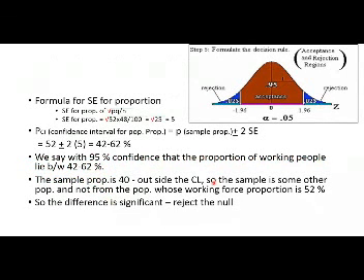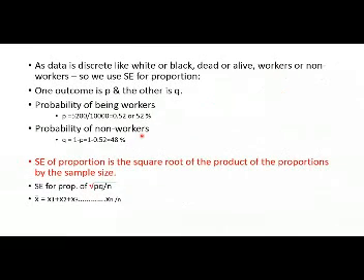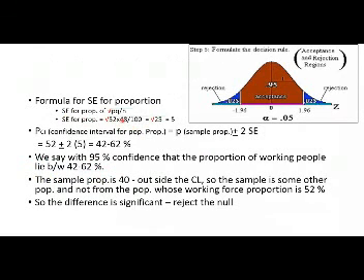Now the formula for standard error of proportion is that one. Now putting the values, P in this case is 52, Q is 48. So 52 into 48 divided by the sample size, which is 100. When we calculate, this is coming out to be 5.